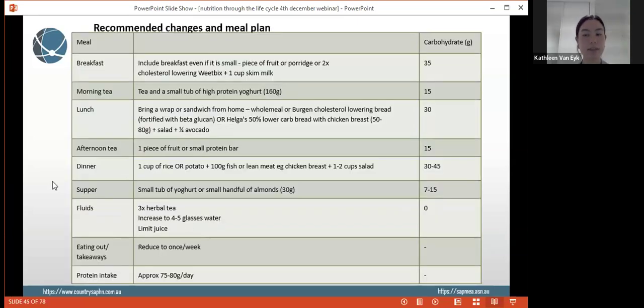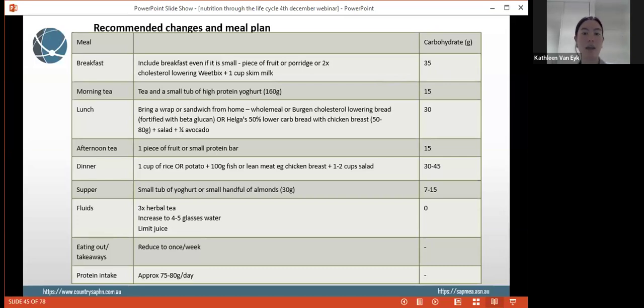So if we were making some suggestions for John, this is what we might be looking at, a bit of a meal plan for him, so that it's all written out and a bit more clear about what he should be aiming for. For breakfast, we're trying to bring the carbohydrates down. So we've gone for including breakfast every day, trying to keep those meals more regular, and that helps with satiety and feeling more full throughout the day. Maybe even just a bit of fruit to start with if he's not used to having breakfast, or rolled oats porridge, or maybe a couple of those cholesterol-lowering Weet-Bix. That's about 35 grams of carbs.